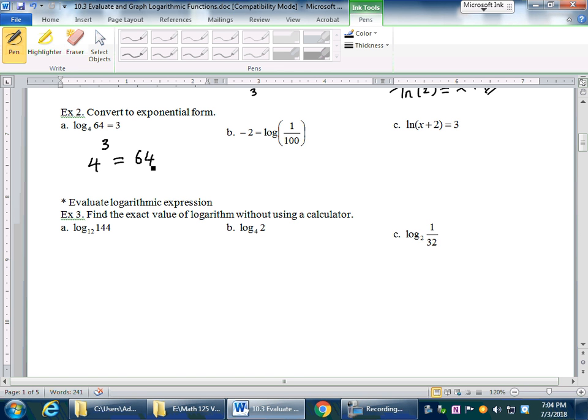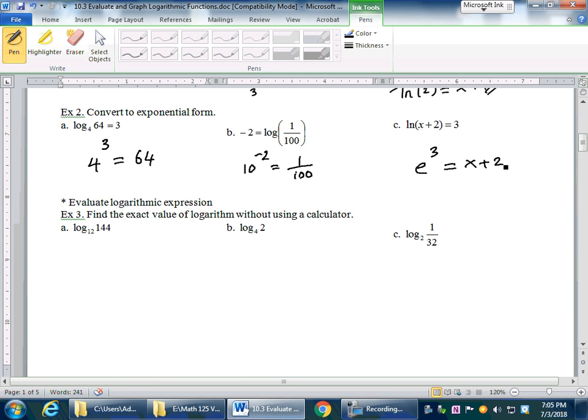Example B, -2 is equal to log of 1 over 100. In this case, we don't have a base. That's basically a common log, log of base 10. So base 10 to the -2 power is equal to the argument, which is 1 over 100. Lastly, ln of x plus 2 equals 3. You need to remember ln is log of base e. So my base e to the third power is equal to the argument, which is x plus 2.